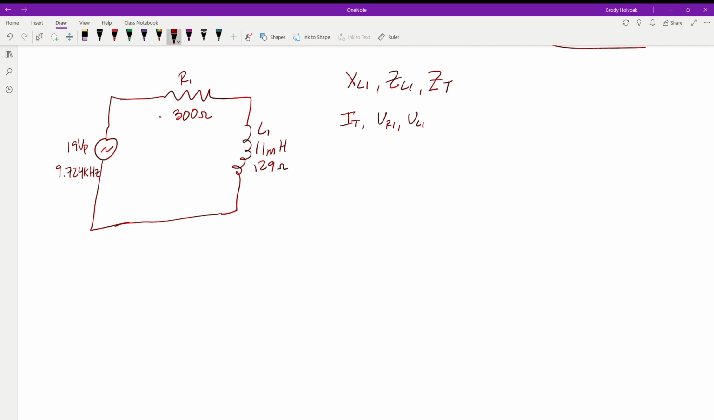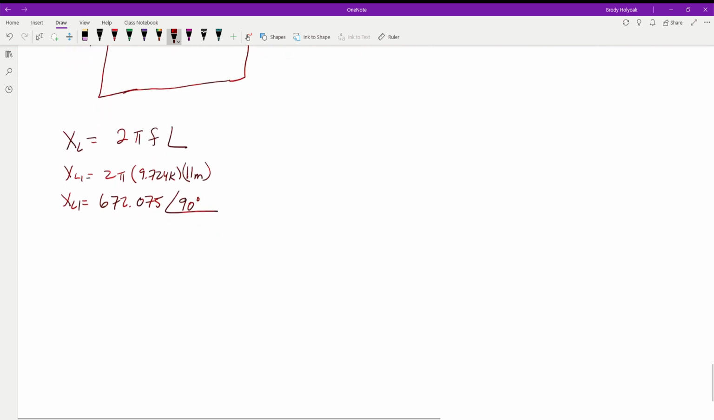So we start out. X of L1, or X of L in general, is equal to 2 pi times the frequency times the inductance. So the reactance for L1 is 2 pi times 9.724K, our frequency, multiplied by our inductance of 11 millihenries. Our X of L, the reactance of inductor 1, is equal to 672.075 at an angle of 90 degrees.